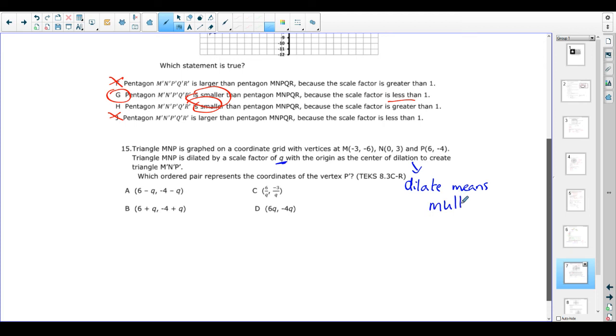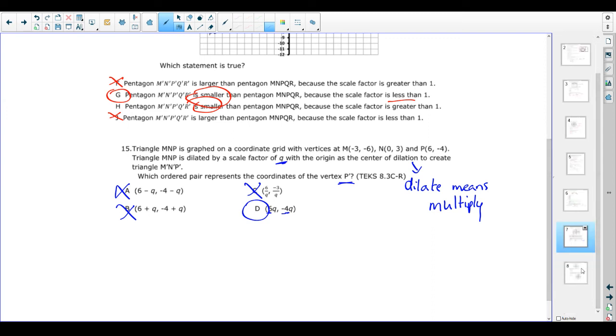multiply. So we're looking for an answer choice that involves multiplication, and that's not this one, or this one, or this one. It's only one answer left. It says point P, which is 6, -4, so they took 6 and -4, and they multiplied both of them by whatever the scale factor is, and that's what dilations are. Look for multiplication. You multiply your points by whatever the scale factor is. Doesn't even have to be a number. You still multiply by the scale factor.